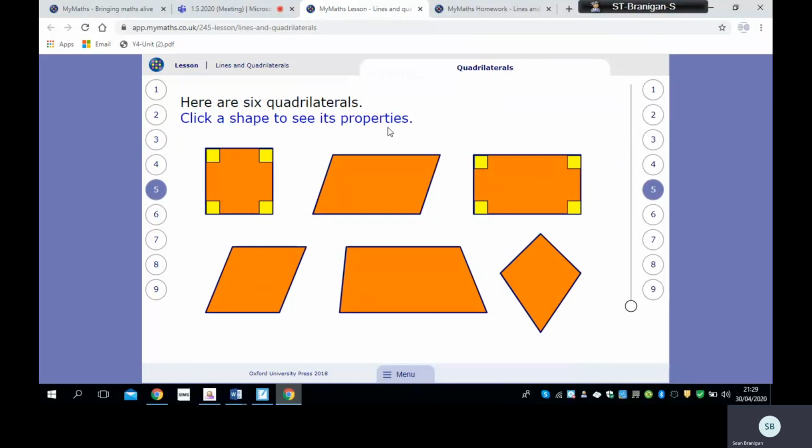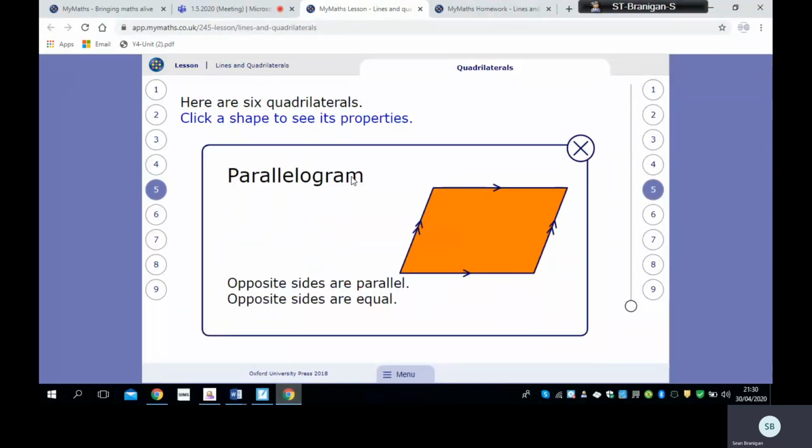I'm not going to click on the square and the rectangle. We've already looked at that. I'm going to click on this parallelogram here. So this parallelogram, it's a quadrilateral because it has 4 sides. Its opposite sides are parallel. You can see here that these opposite sides are parallel and they're equal. And these opposite sides are parallel and they're equal.